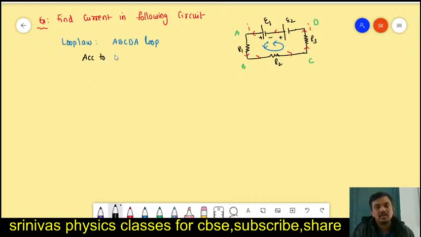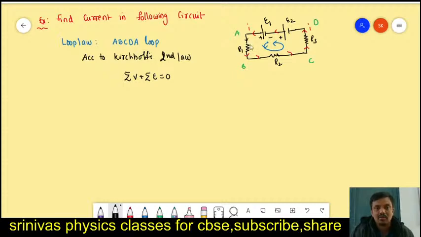According to Kirchhoff's second law, we can write like this: the algebraic sum of potential differences and EMFs in a closed circuit is equal to 0. We have to start from A to B. We take the loop ABCDA. A to B we have to go, in the direction of the current across the resistance.